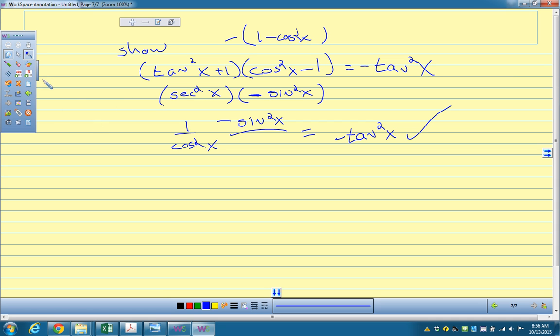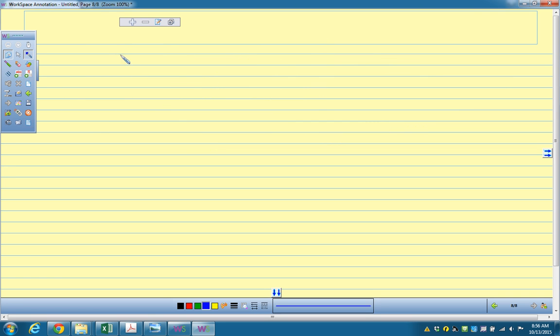So show that secant x plus tangent x equals cosine x over 1 minus sine x. Anyone have any ideas what I might want to do with that one? Which side do you think I should work with?